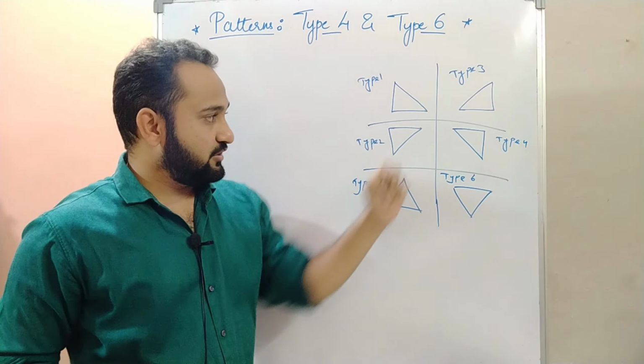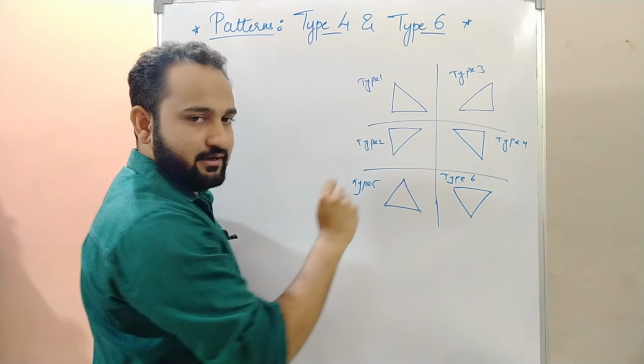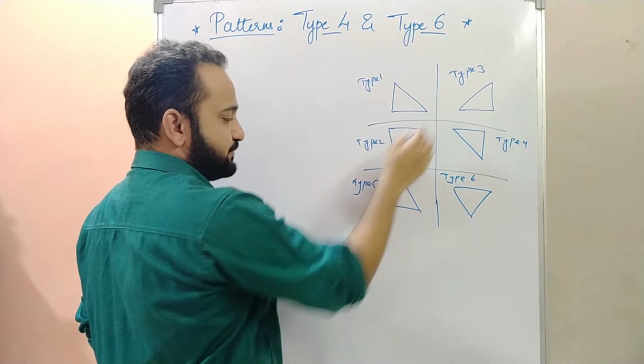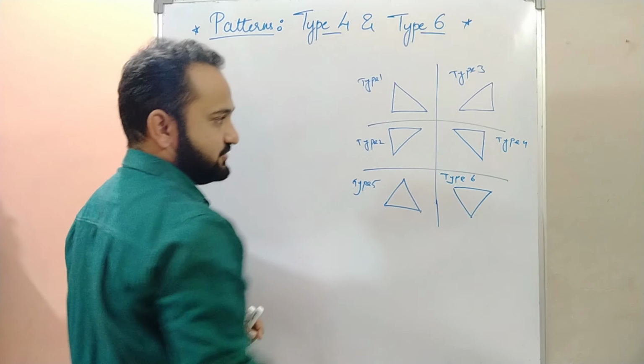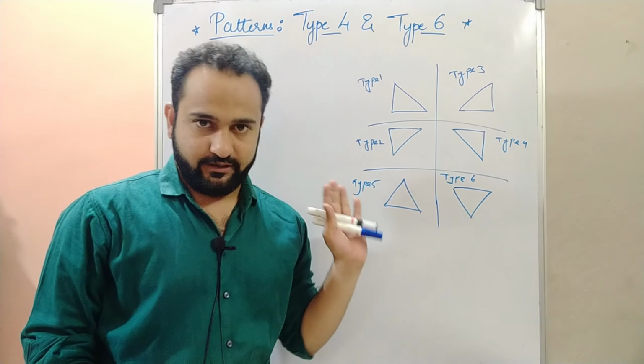As of now we have seen type 1, type 2, type 3, and if you remember, in type 3, while printing something, if you just give space, you will be getting what? Type 5. So we are done with these things, right? Type 4 and type 6 are remaining. Both are what? Inverted, right?